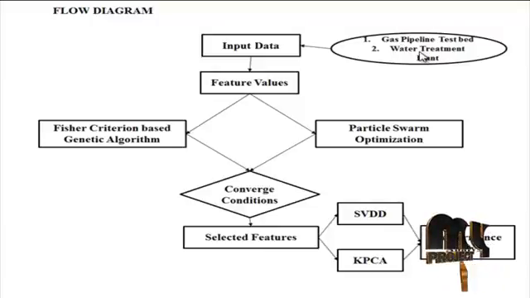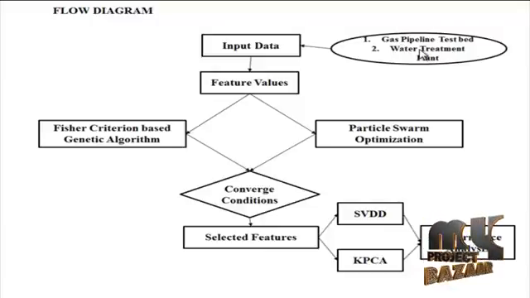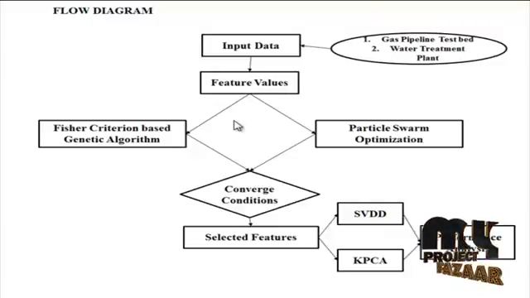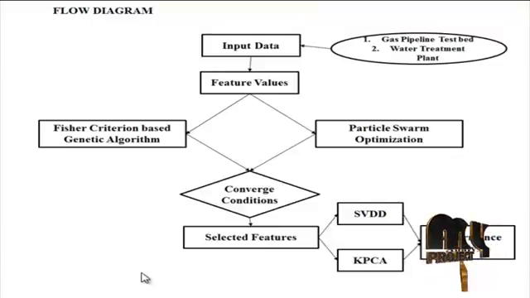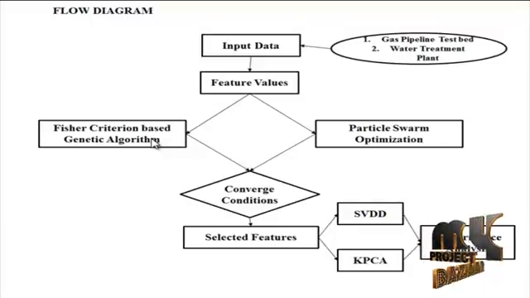Next, the water treatment plant dataset from the UCI machine learning repository. This dataset comes from the daily measures of sensors in an urban waste water treatment plant. Next, feature values are extracted from the dataset, and the Fisher criterion based genetic algorithm approach is used. A feature selection method is presented based on Fisher criterion and genetic optimization, which is called FIG for short. Fisher criterion is applied to evaluate feature selection results, based on which a genetic optimization algorithm is developed to find out the optimal feature subset from candidate features.